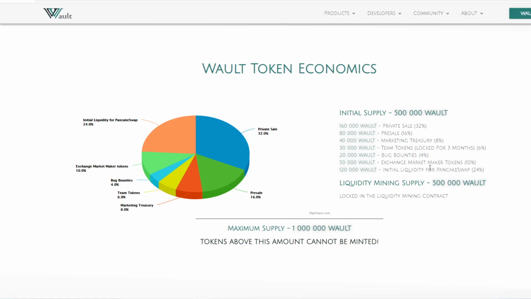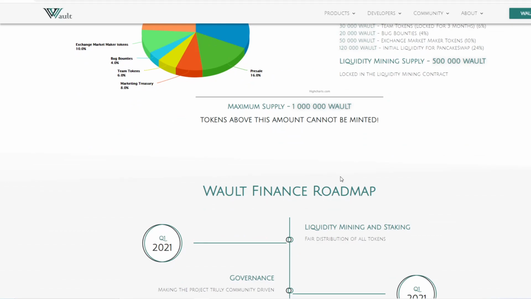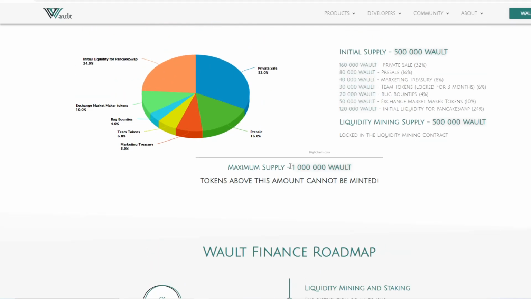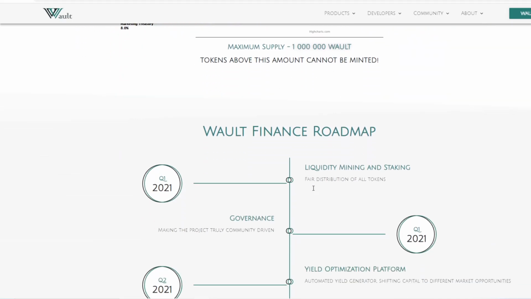Then scaling down, the exchange market maker tokens are 10%. Initial liquidity for PancakeSwap is 24%, so that's liquidity that'll be going into PancakeSwap, and then we'll be able to scale from there. Let's go down. The maximum supply here, as you can clearly see, is the total of the Wault tokens. Tokens above this amount cannot be minted. So let me just confirm, tokens above this amount cannot be minted.